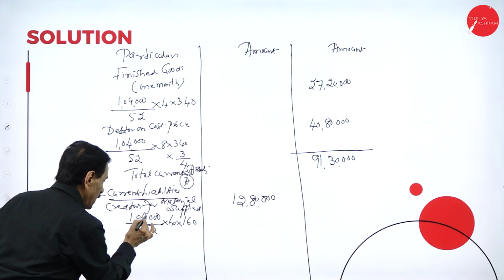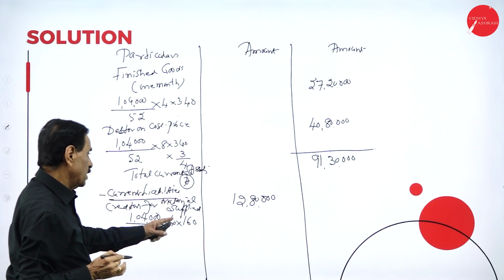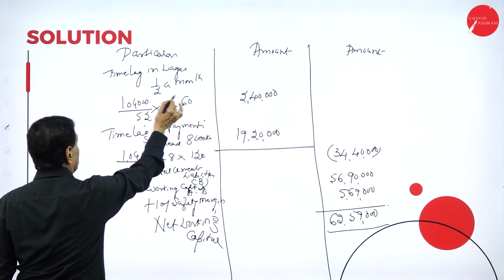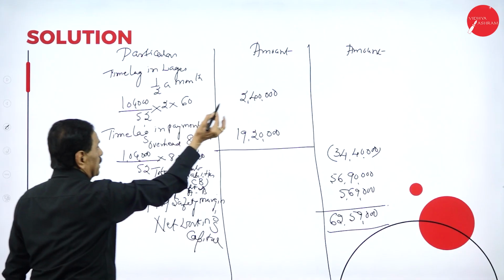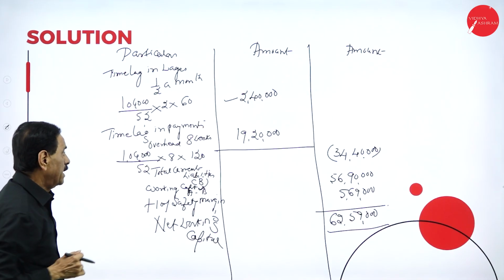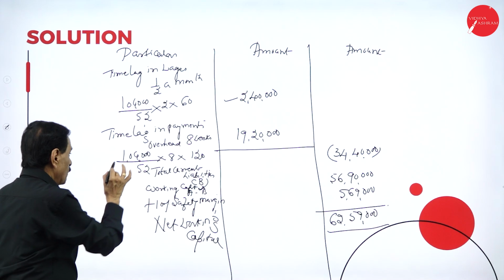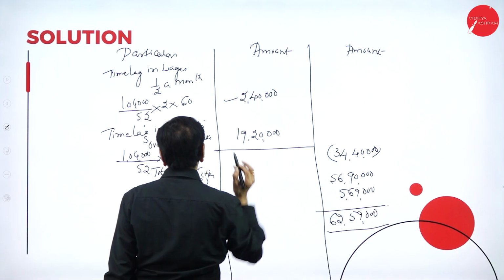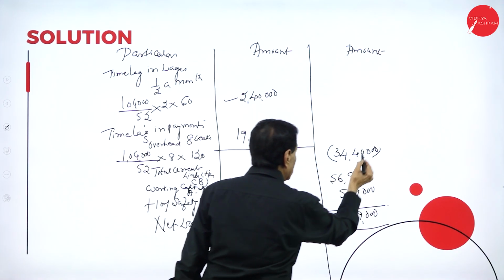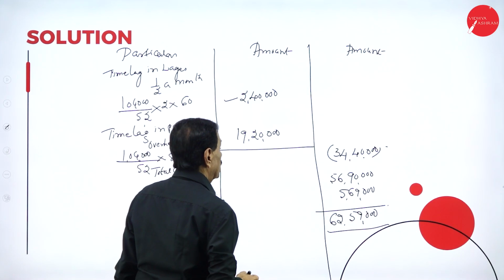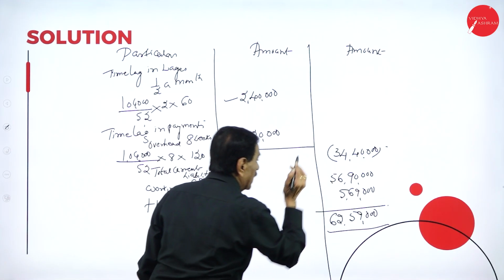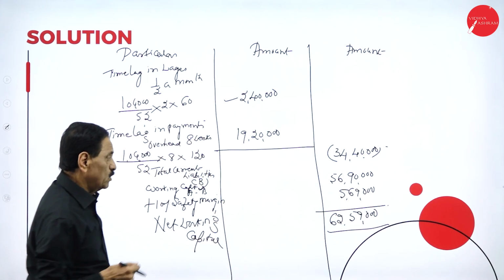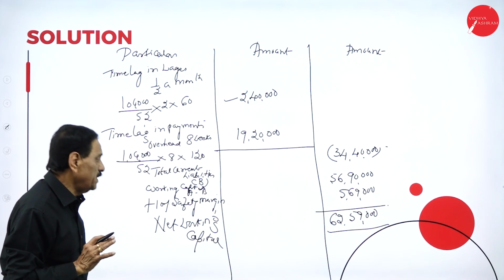Creditor for material supplied 1,04,000 divided by 52 into 4 into 160 is 12,80,000. Then time lag in wages, half a month, 1,04,000 divided by 52 into 2 into 60 is 2,40,000. Time lag in payment of overhead, 8 weeks, 1,04,000 divided by 52 into 8 into 120 is 19,20,000. Total is 34,40,000. If we deduct now, it comes to 56,90,000. 10% of this is 5,69,000. It comes to 62,59,000.